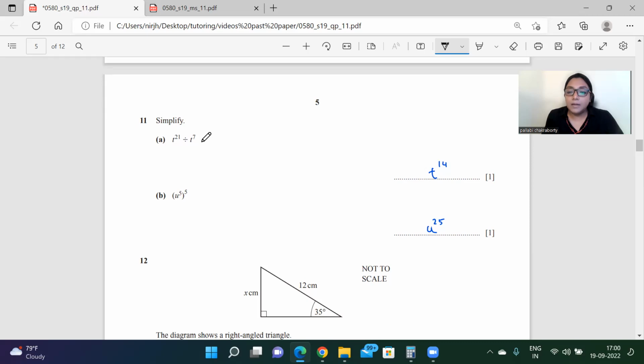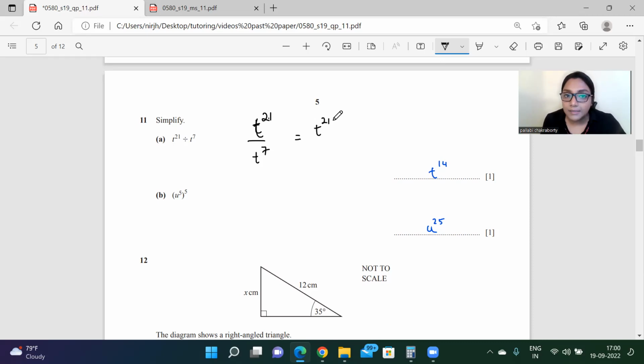So you have t to the power 21 divided by t to the power 7. You write it like this. Now how do we solve it? The rule is, if there is division, and this is called the base and this is called the power, if the base is the same, then you subtract the powers. Since the operation between the two is division and the bases are the same, we subtract the powers. So this becomes t to the power 14. It's a 1 marker. This much you have to show as the working.